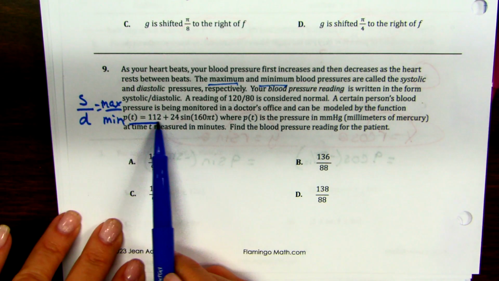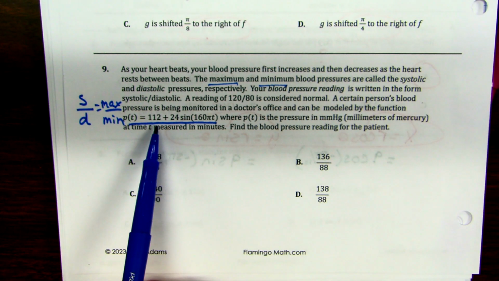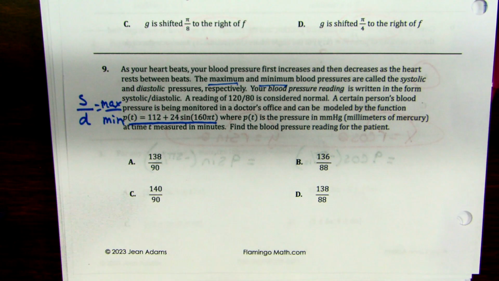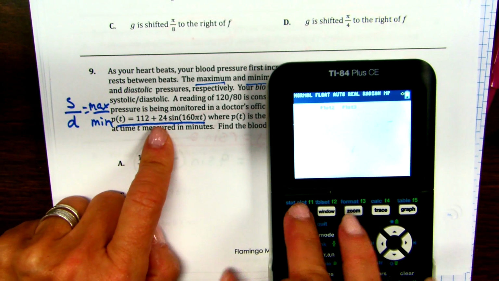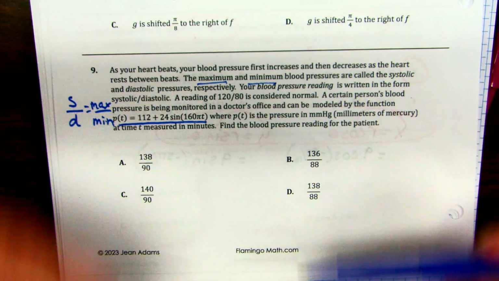Here a doctor is monitoring a patient's blood pressure with that formula. And what we want to do is find this patient's blood pressure. Really, all we're going to do, and we've done it before, is type this in, graph it, and then find the max and the min. Because look, your answers are a max over a min, right?